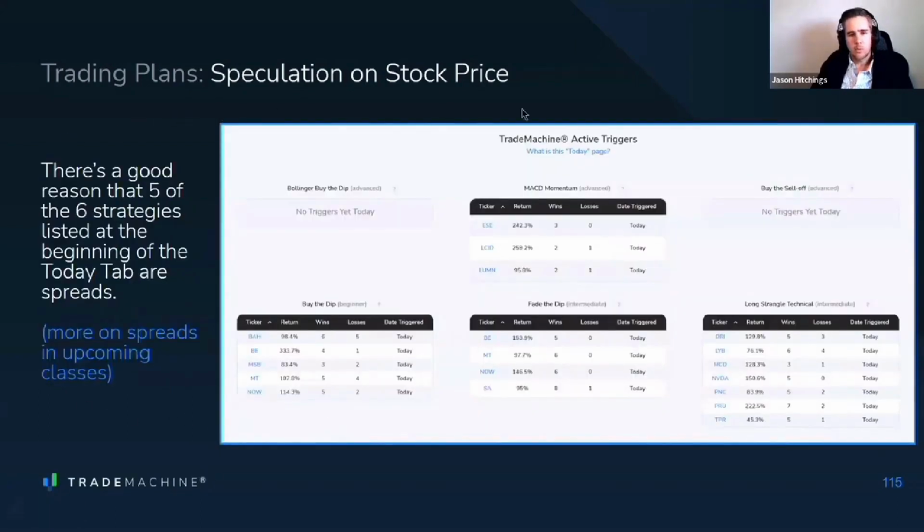That's one of the reasons that within Trade Machine, and next week on Saturday, Ophir is going to give a nice in-depth run through of what Trade Machine is and how to use it, there's a good reason that for the top 6 strategies listed on the Trade Machine Today tab, 5 out of the 6 are spreads, because spreads allow you to manage a lot of this risk in different ways.